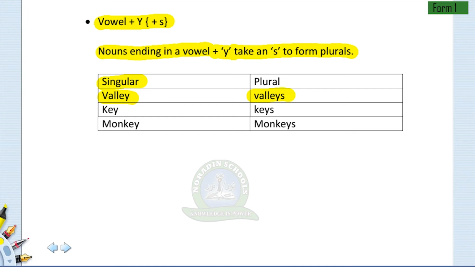Key. Now we have y preceded by a vowel. Therefore, we add only s. Keys. Monkey, we have y preceded by e. We add only s, and it becomes monkeys.